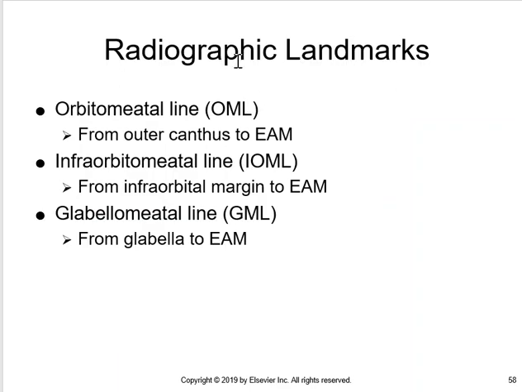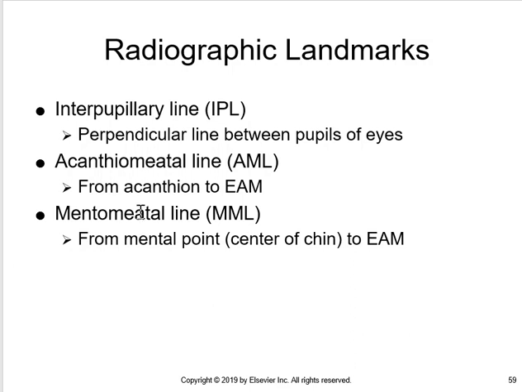So radiographic landmarks, we've got the orbital meatal line, and that will be a line that goes from the outer canthus, it's an imaginary line, goes from the outer canthus to the external auditory meatus. An infraorbital meatal line would go from the infraorbital margin right below the eye out to the EAM, and the glabellomeatal line would go from the glabella, so above the nasion, out to the EAM. Interpupillary line we just talked about. It's a line that goes right between the pupils.